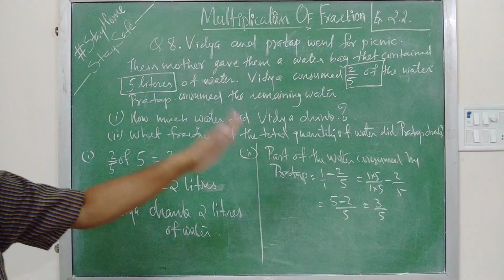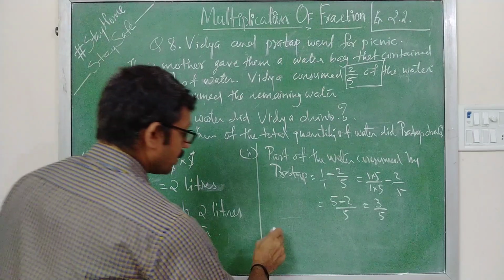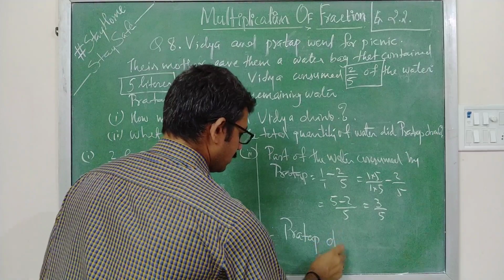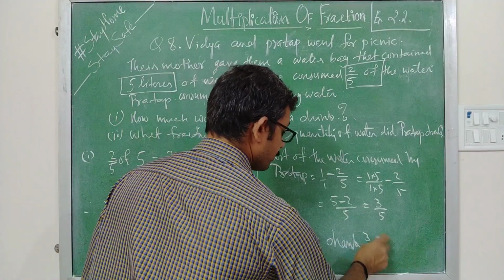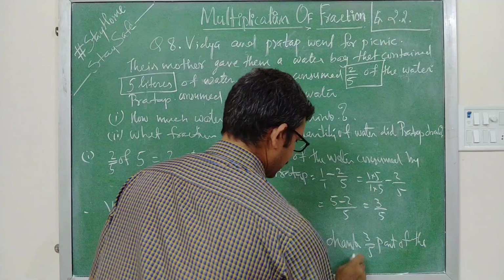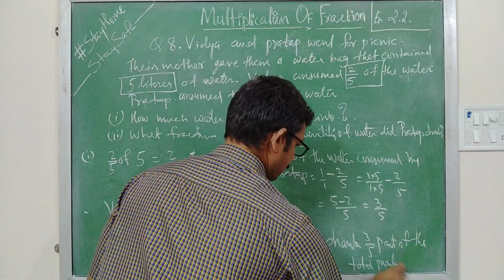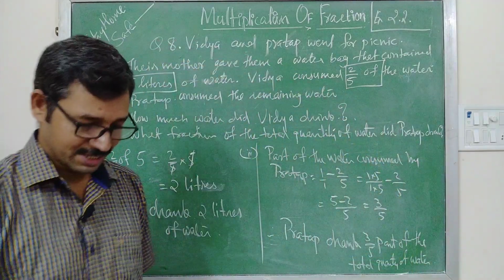What fraction of total quantity of water did Pratap drink? So we can say that therefore, Pratap drank 3/5 part of the total water. Okay, so this is about it.